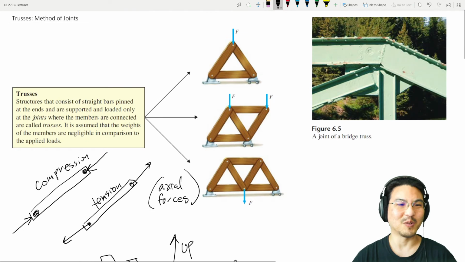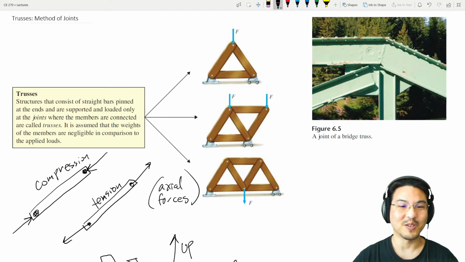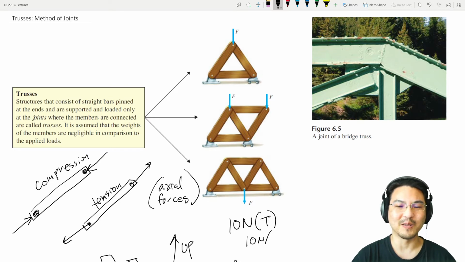So same story. When you analyze structures, when you write your solution, you say maybe your answer is 10 newtons. Do you mean 10 newtons tension or do you mean 10 newtons compression? So you have to specify.